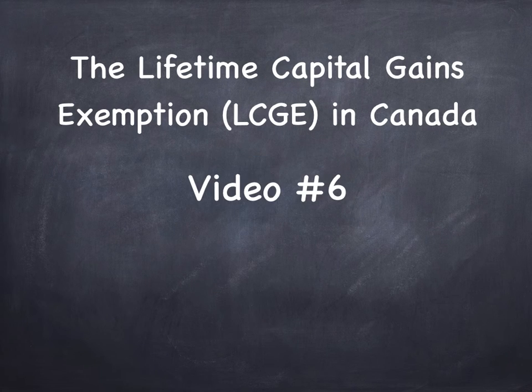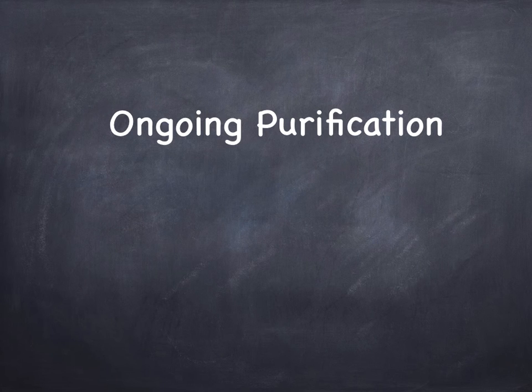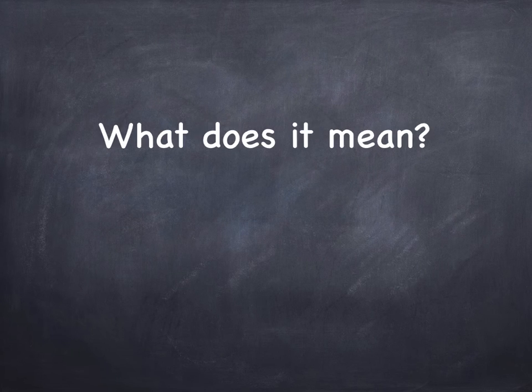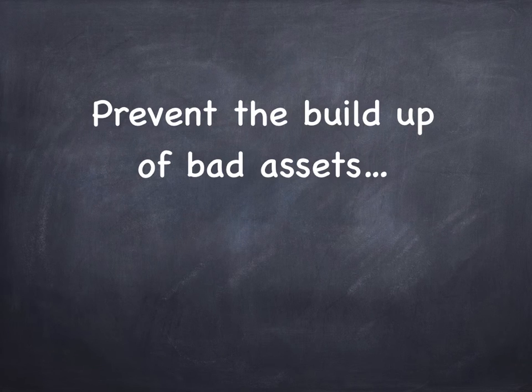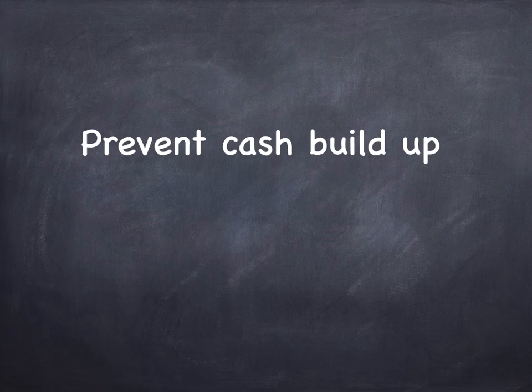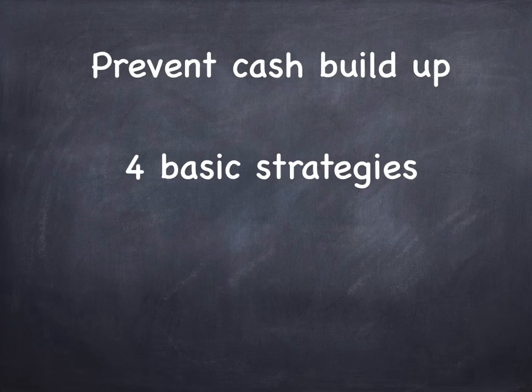We are on video number 6, Ongoing Purification. Ongoing purification, what does that mean? It means the prevention of the buildup of bad assets. In the last video, we talked about purifying at the time of sale and the kinds of problems that led to. So what if we just continually purified? How? To prevent cash buildup, we have 4 basic strategies.